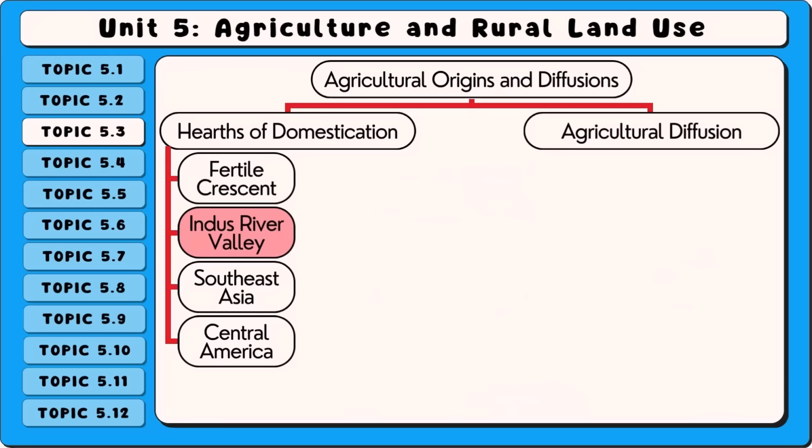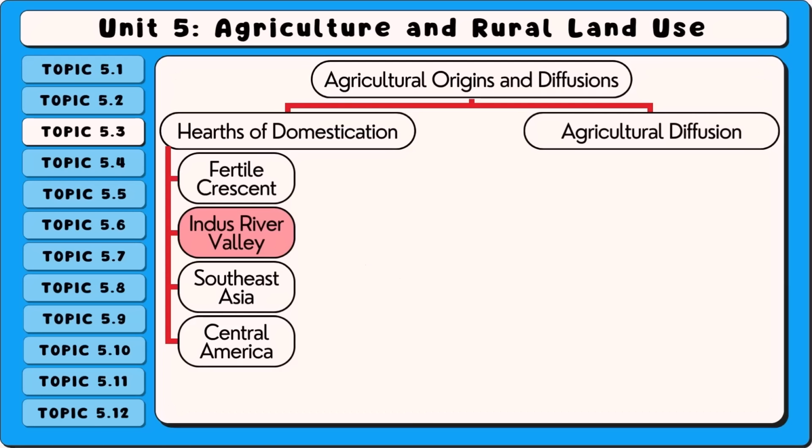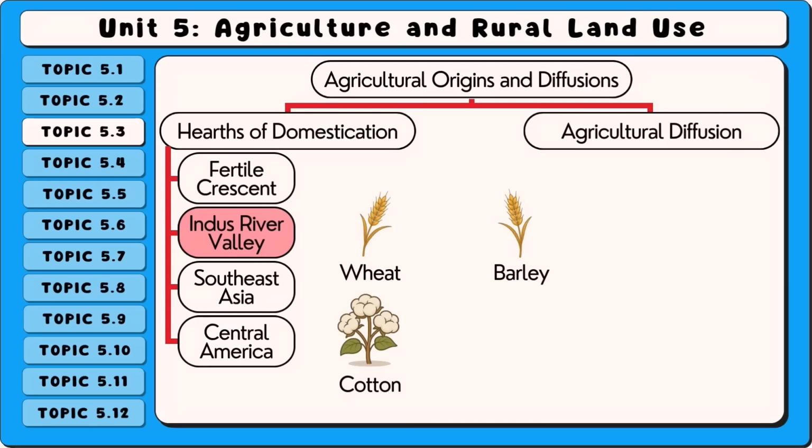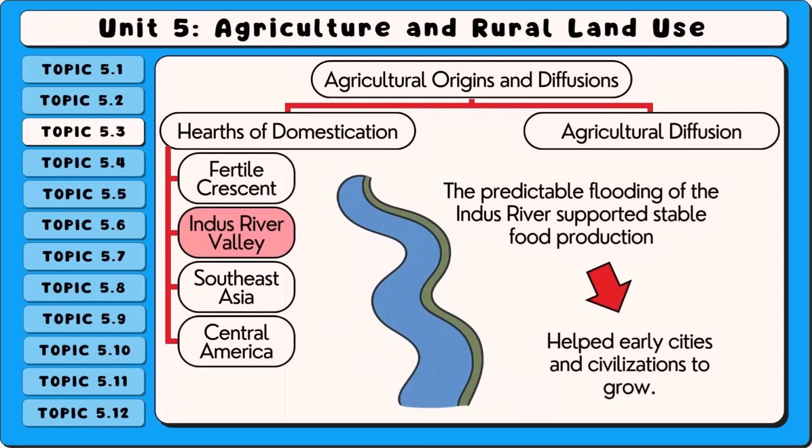The second hearth is the Indus River Valley, in present-day Pakistan and northwest India. Here, early farmers cultivated wheat, barley, and cotton, and raised animals such as cattle and water buffalo. The predictable flooding of the Indus River supported stable food production, which helped early cities and civilizations to grow.